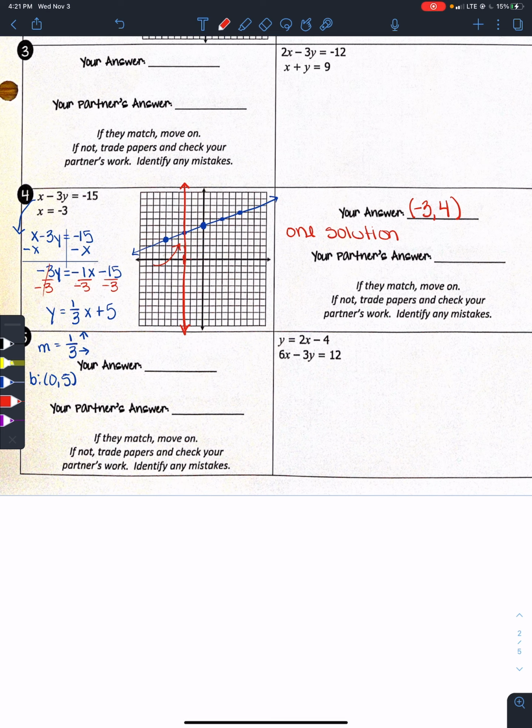I said I was going to do number 5. I'm going to go ahead and actually go to, I think I'm going to go to number 3 on this one. So let's go there.